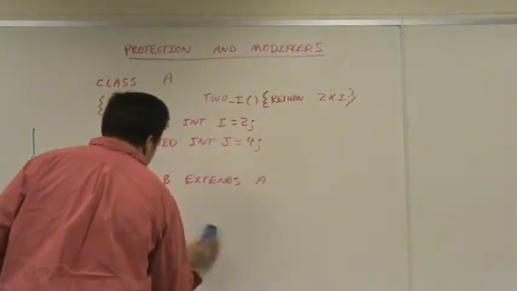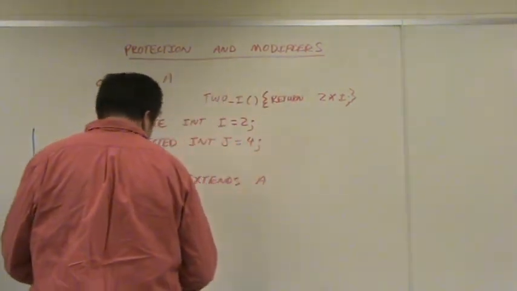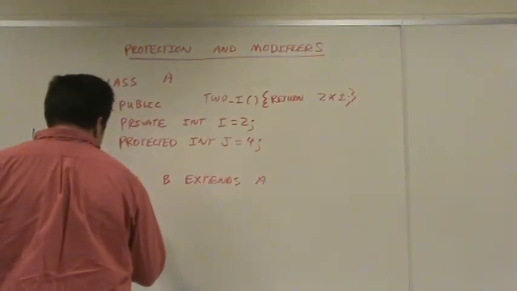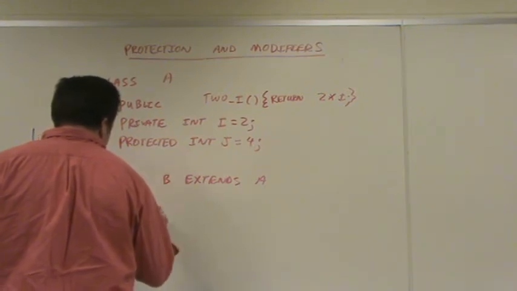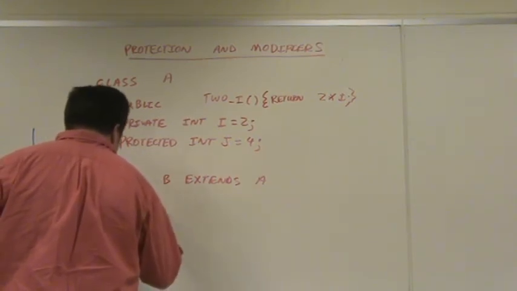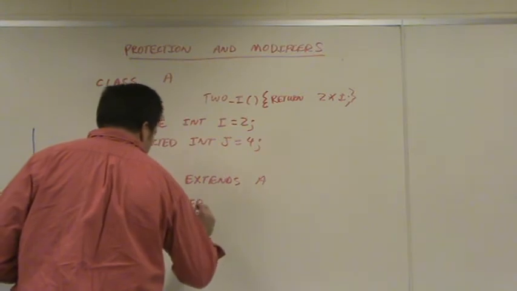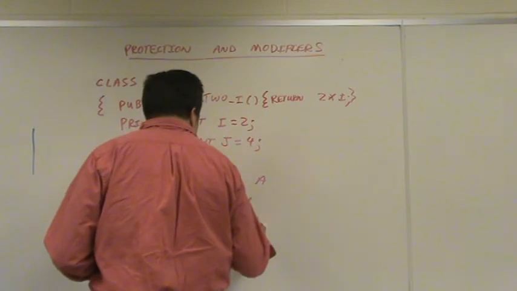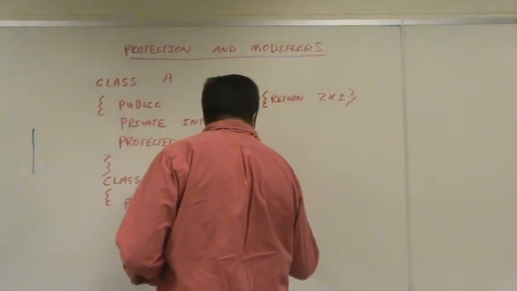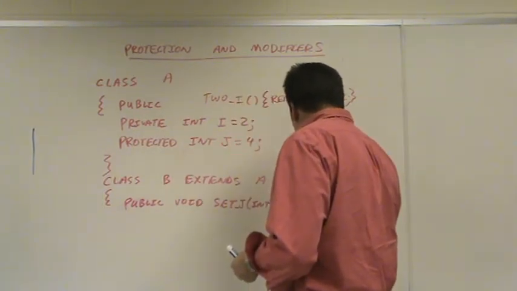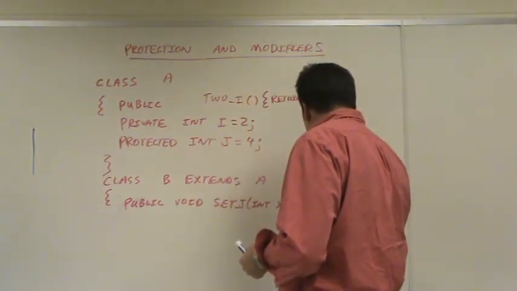Right, but what we could have done was this. We could have a method within this class, let me make this now a public method: public void setJ. We take in an integer x, and the method says j equals x.